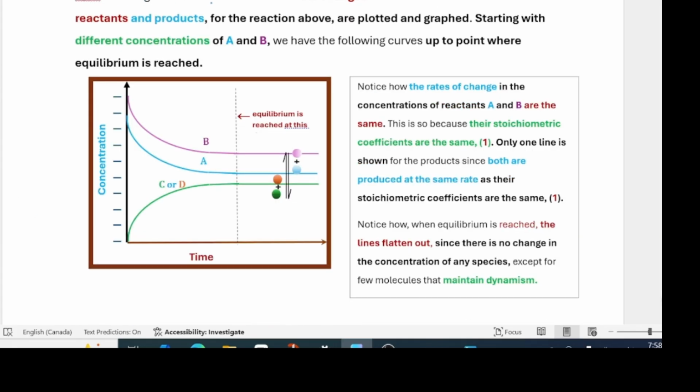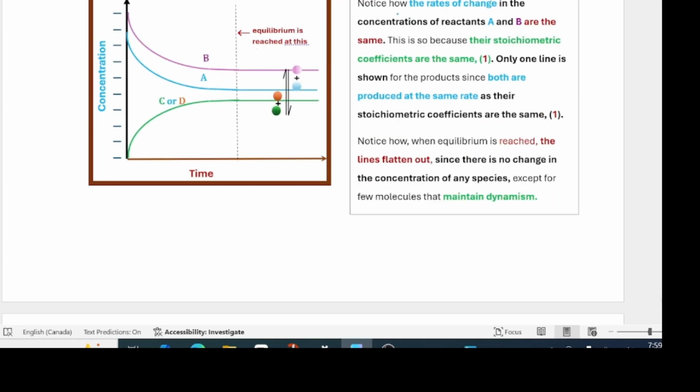The following curves would be obtained if the changes in concentration of the reactants and products for the above reaction are plotted and graphed. Starting with different concentrations of A and B, we will have the following curves up to the point where equilibrium is established. Notice how the rates of change in concentrations of reactants A and B are the same. This is so because their stoichiometric coefficients are the same, which is 1.